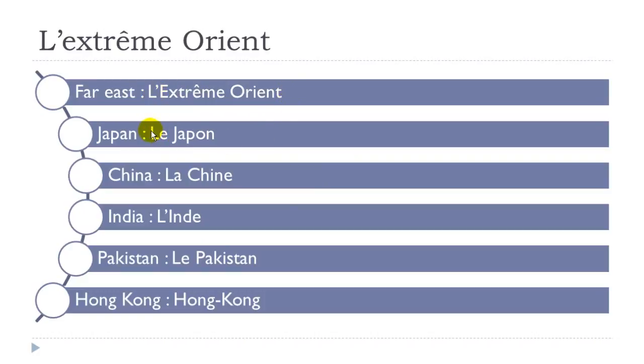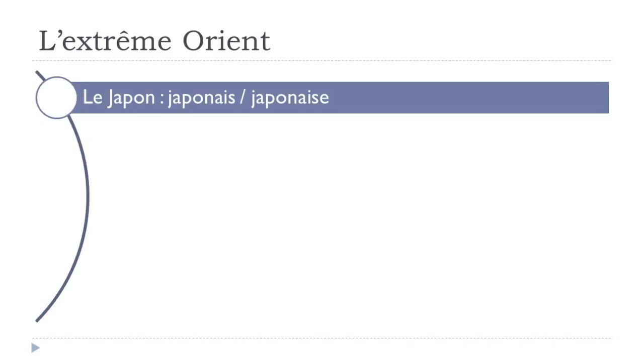L'Extrême-Orient, le Japon, la Chine, l'Inde, le Pakistan, Hong Kong. Okay, and now for the nationalities, so each time I will put the masculine form and the feminine form. Okay, le Japon, japonais, japonaise. Okay, so the only difference is there, the s. Japonais, japonaise.